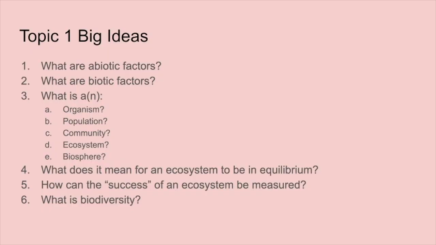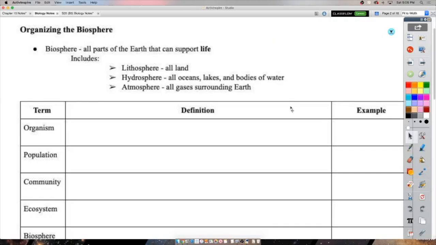Starting things off with our big ideas for topic 1, like always, these are the concepts that at the end of this video lesson you really should be able to pull out and answer. So be on the lookout for these. What are abiotic factors? What are biotic factors? What is an organism, a population, community, ecosystem, and biosphere? What does it mean for an ecosystem to be in equilibrium? How can the success, quote unquote, of an ecosystem be measured? And what is biodiversity?